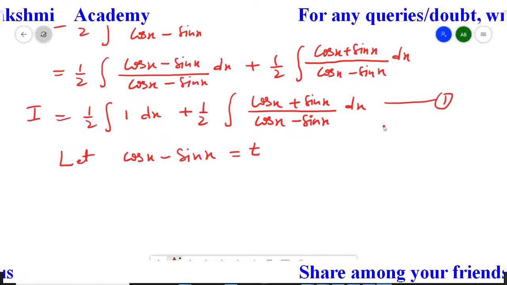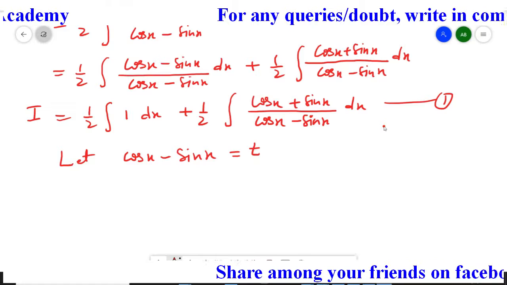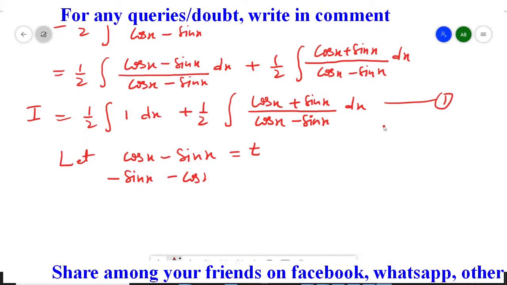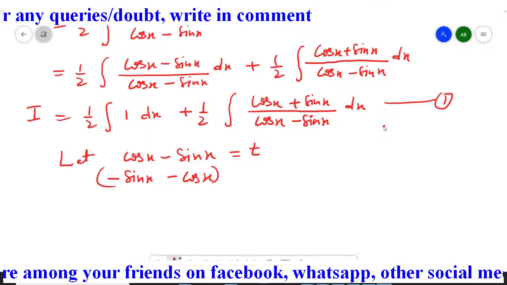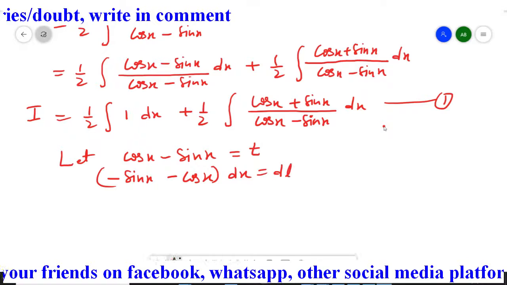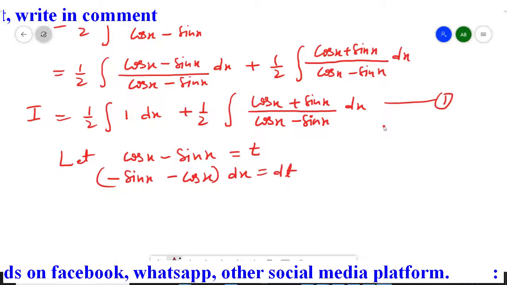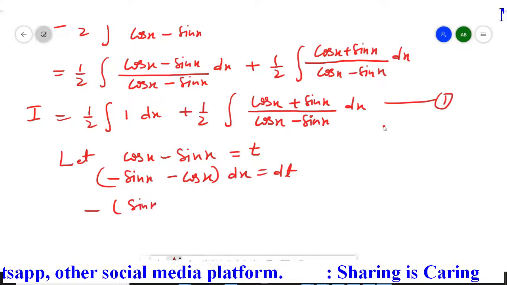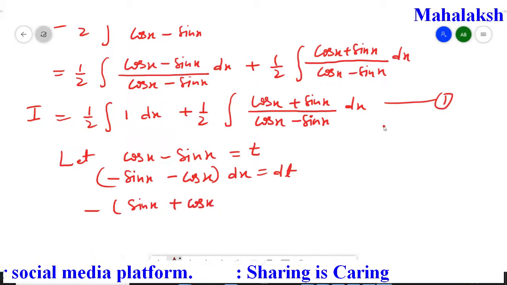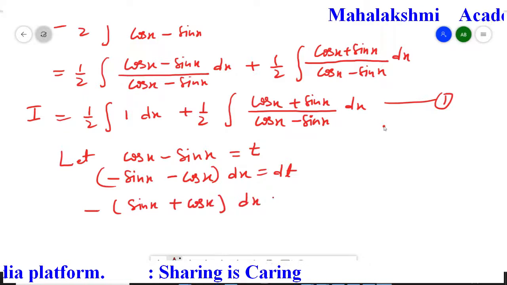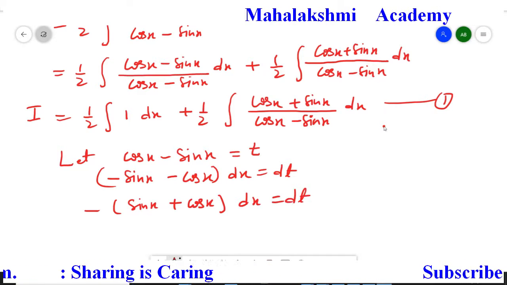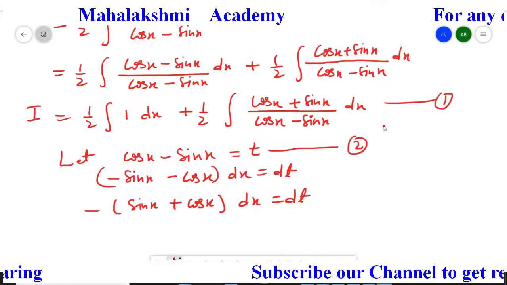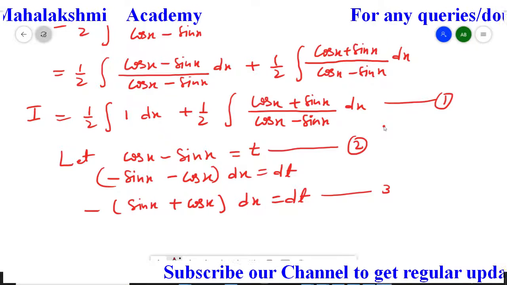So when we differentiate this complete equation with respect to x, it's going to be minus sin x and minus cos x, and dx is equal to dt. Now from here minus taken common, so it's going to be minus, sin x plus cos x, and dx is equal to dt. So this is going to be equation second, and this one is going to be equation third.